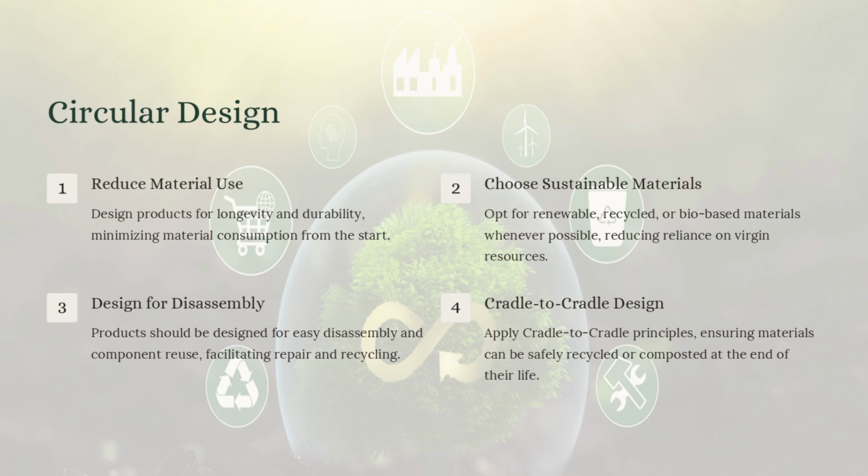Circular design is about rethinking how we create and use products to minimize waste and environmental impact. The key principles are reducing material use, choosing sustainable materials, designing for disassembly, and applying cradle-to-cradle principles. By designing for longevity and reuse, we can cut down on the resources needed to make new products from scratch. Renewable, recycled, and bio-based materials are better alternatives to virgin resources that deplete the planet.